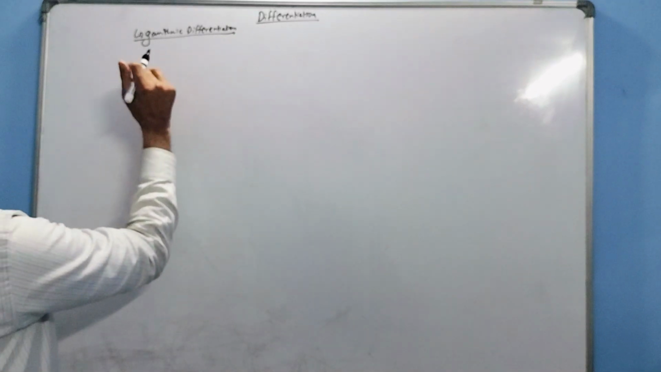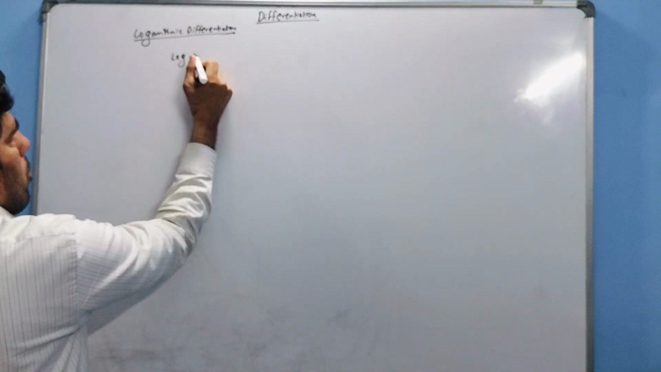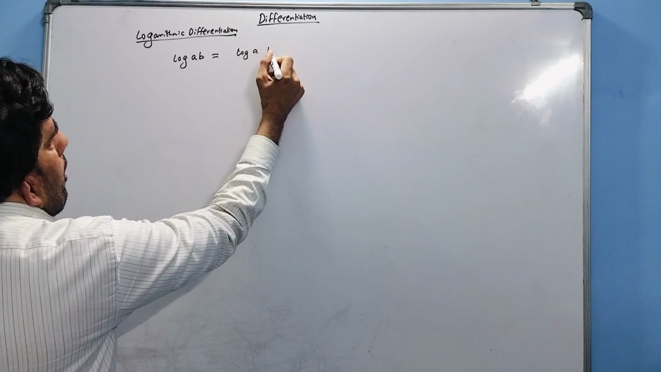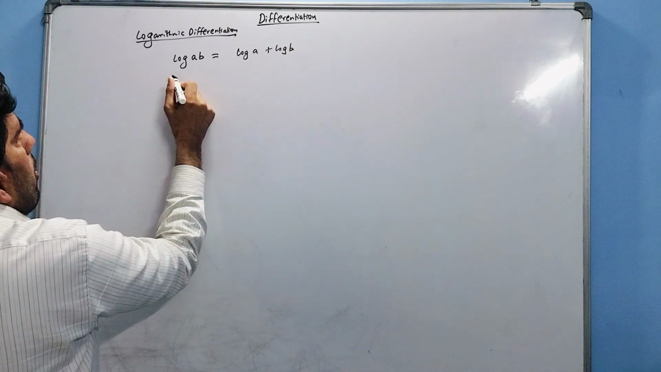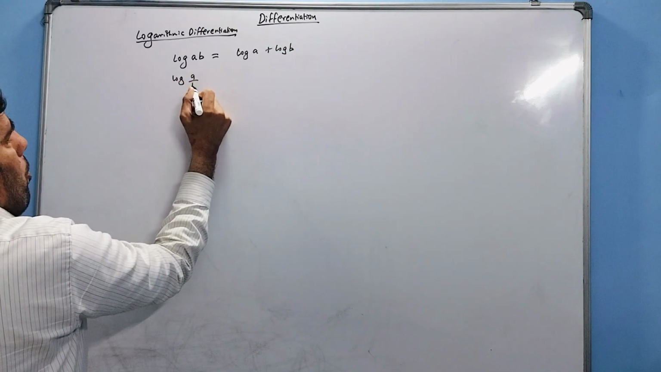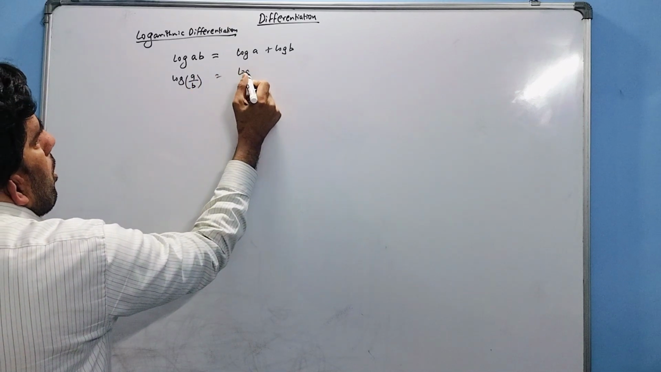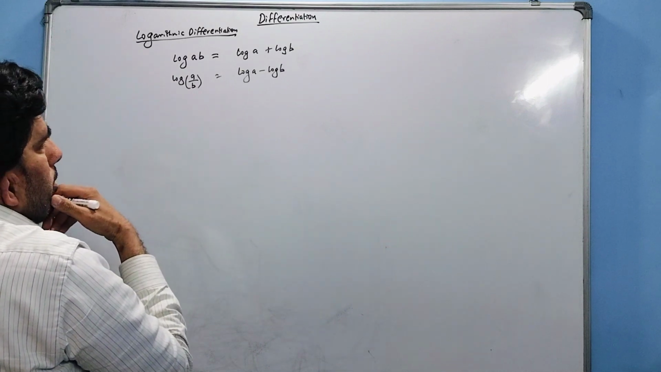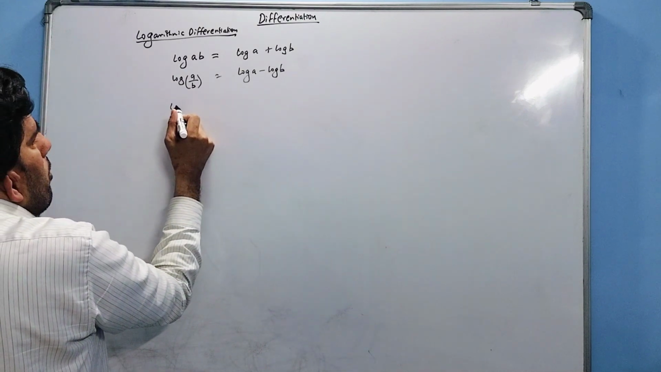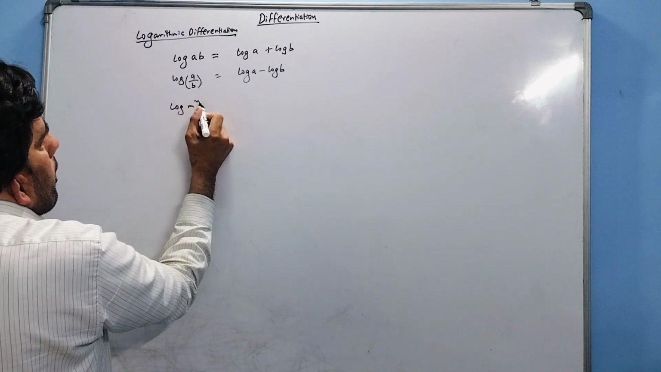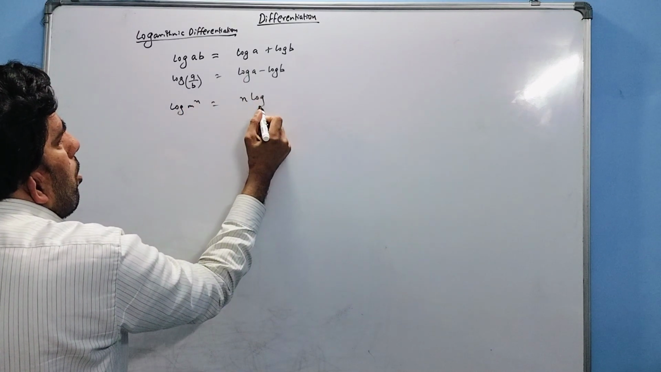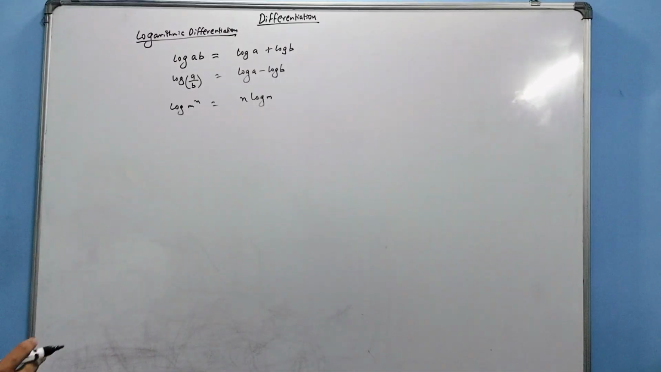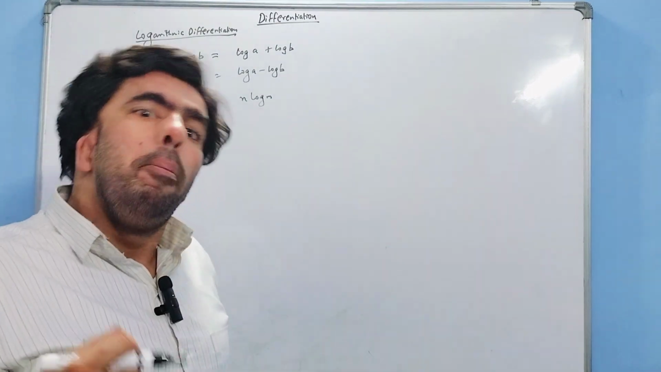so we have some formulas. That is log of a into b is equal to log a plus log b. Log a upon b we can write as log of a minus log of b. Okay, so we have these two formulas. We have log of m raised to power n, we have n log of m. That is how we implement these formulas in the numericals.